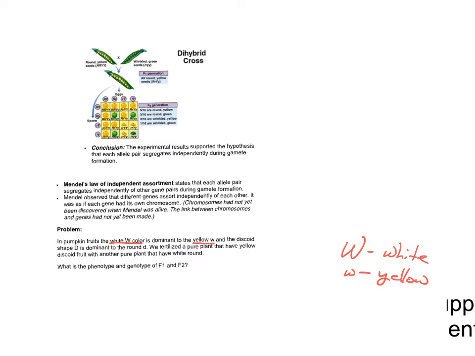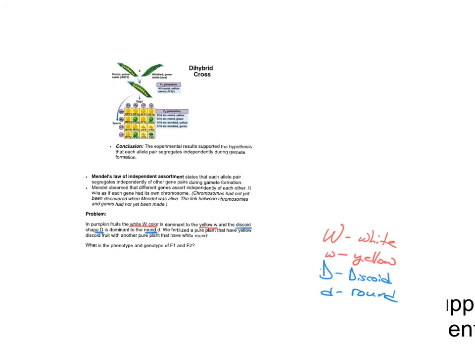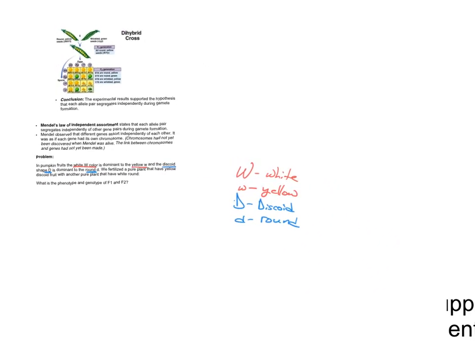And then there's a discoid shape, which is big D, and there's a round shape, little d. So big D is discoid, and little d is round. So there's 2 traits, right? 2 alleles each. I know what I can do with that. You know you can do it too, right? You can do a dihybrid cross.